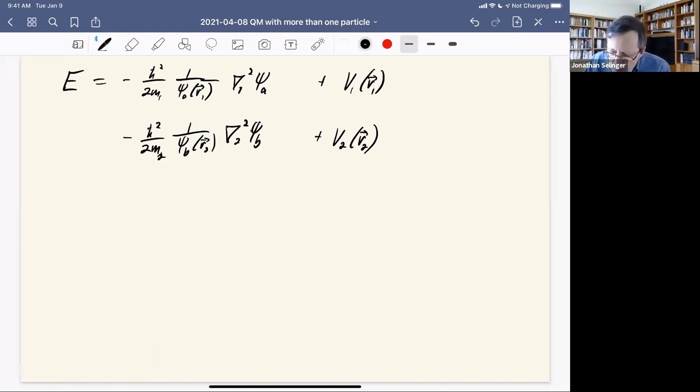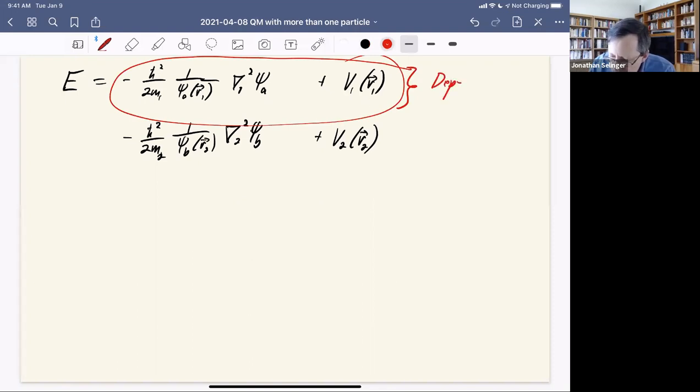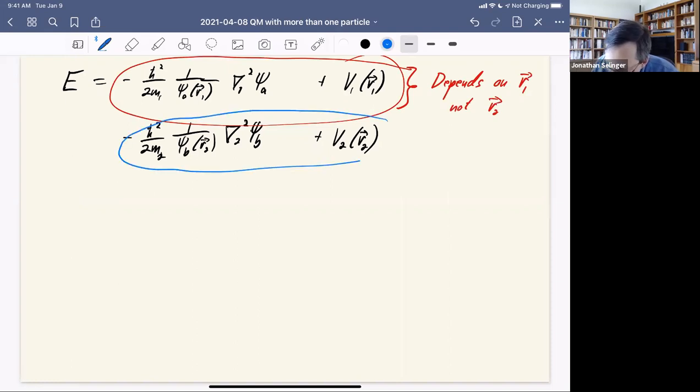Okay, and now we observe that on the first line, for all of these terms here, this combination depends on R1, not R2. The stuff circled there has nothing to do with R2. Similarly, the stuff that I'll circle in blue here depends on R2, not on R1.